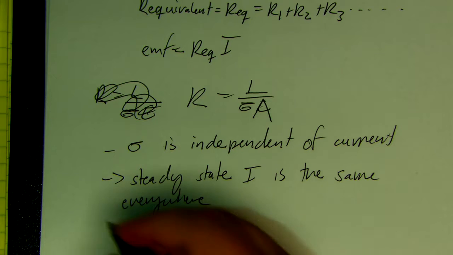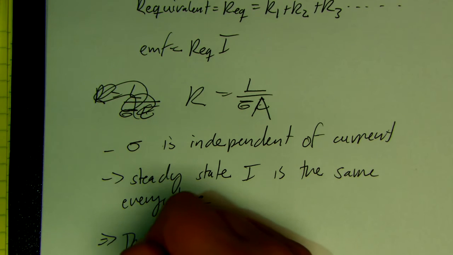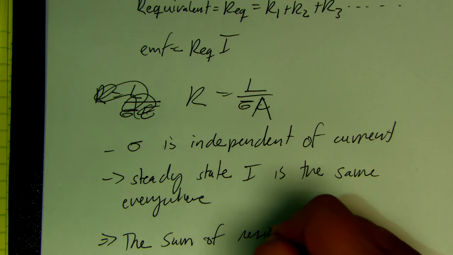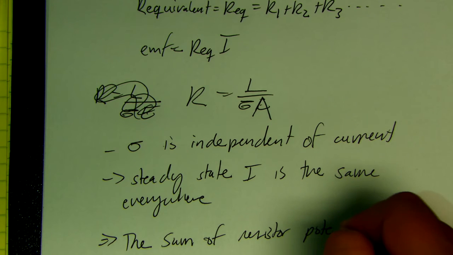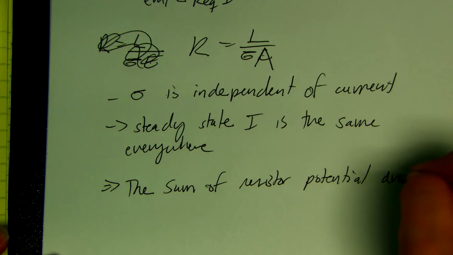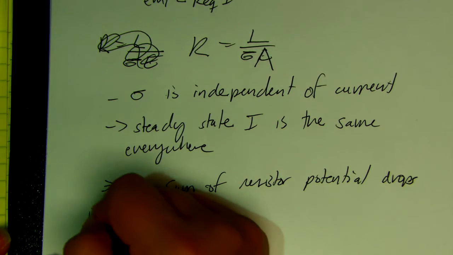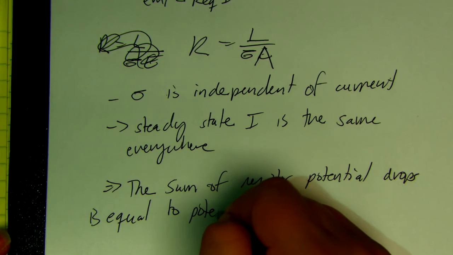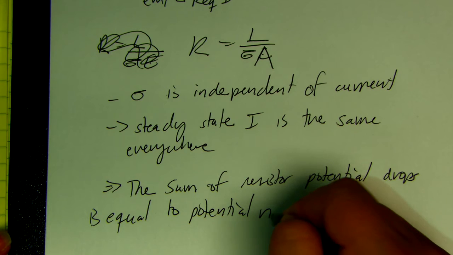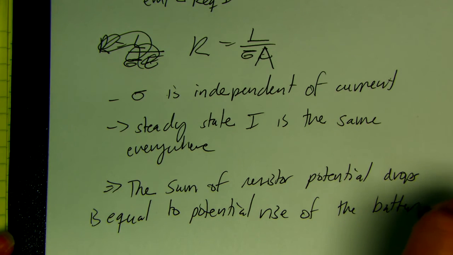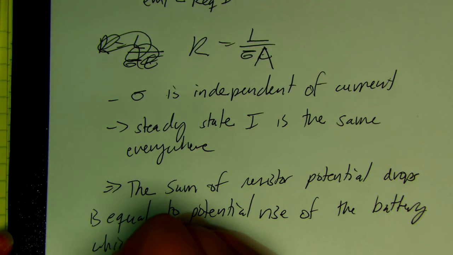So, therefore, the sum of resistor potential drops is equal to the potential rise of the battery, which is equal to EMF.